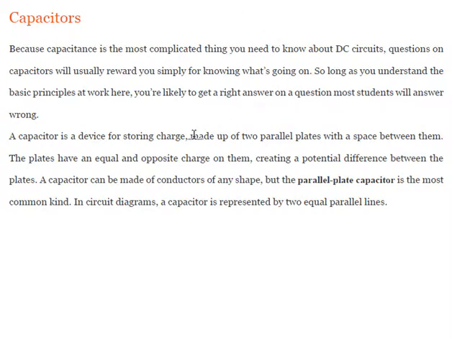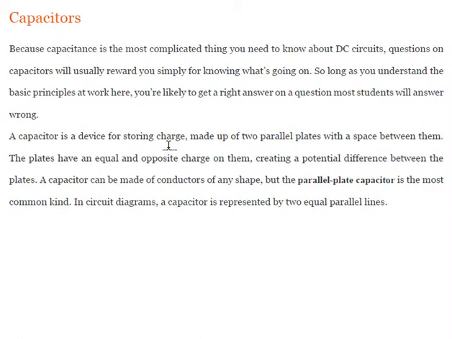So, capacitors are devices that store charge. Usually, they're made up of two parallel plates with some kind of space between them. The plates are going to have an equal and opposite charge on them, and that'll create a potential difference between the plates, in that area between the plates. A capacitor can be made of really any shape, but most of the ones that you'll work with are parallel plate capacitors. That's the most common kind.